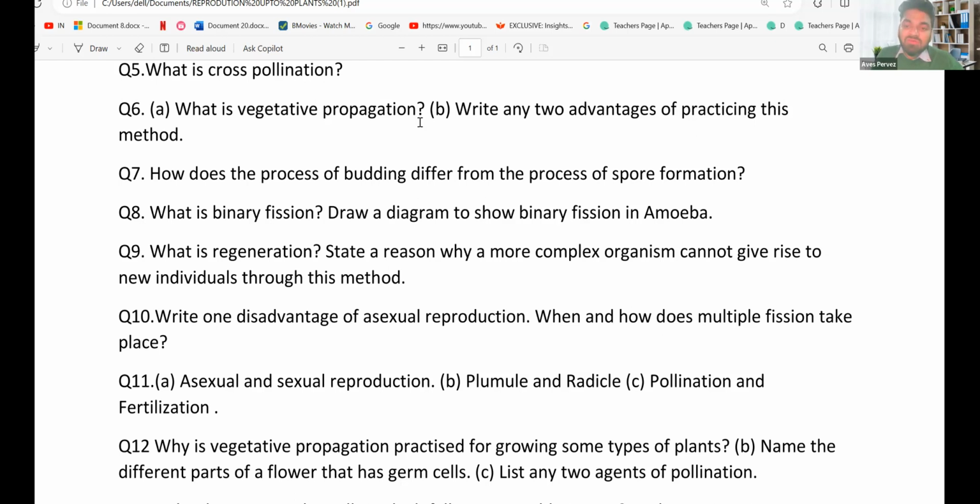Here's a question. Give a reason why more complex organisms cannot give rise to a new individual by this method. Yes, Ridwan, your answer. Because the complex organisms are complex. Because in complex organisms, there are many complex processes and a combination of many cells. So it can't happen by regeneration.